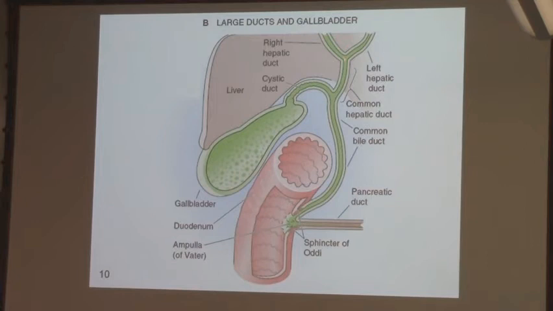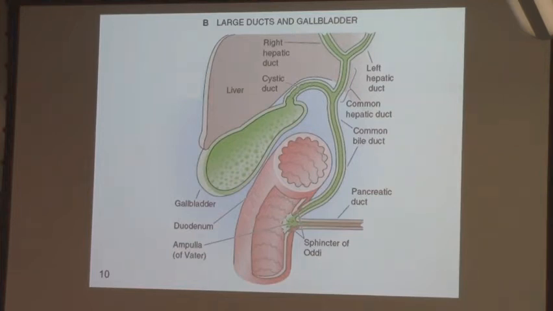So the liver is producing bile. The bile can go straight into the duodenum for digestion, but in between meals, the sphincter of Oddi is closed, and the bile that is produced by the liver backs up and fills the gallbladder. And then during a meal, the gallbladder squeezes.